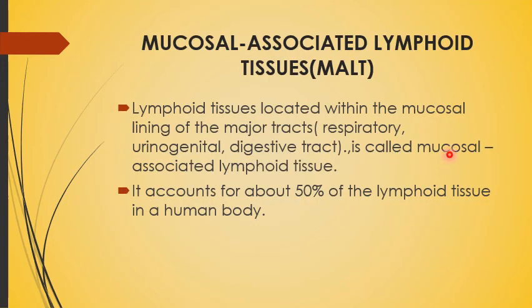The next and the last one is your mucosal associated lymphoid tissues, lymphoid tissues located within the mucosal lining of major tracts, that is your respiratory, urogenital, digestive tract. They are called as the mucosal associated lymphoid tissues, and that particular microorganism gets trapped in that particular mucosa and gives the immune response. It accounts for about 50% of lymphoid tissues in the human body. So mucosal associated lymphoid tissue is also known as MALT, M-A-L-T.